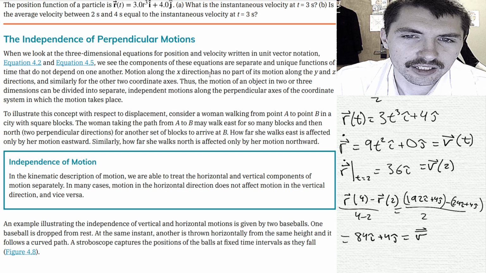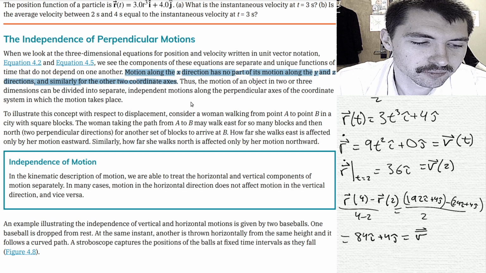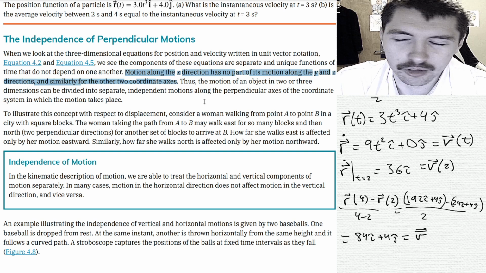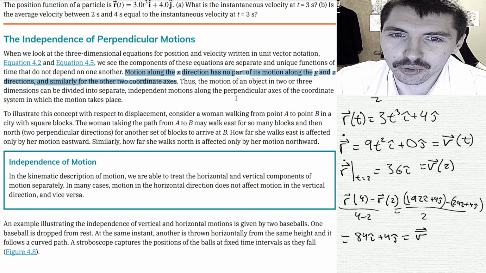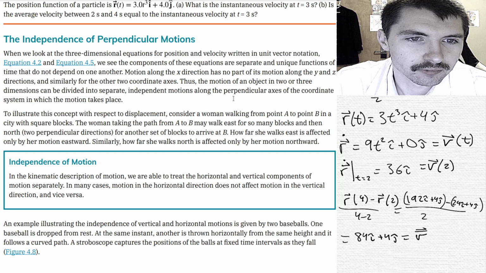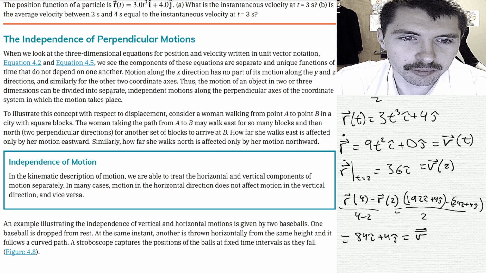Motion along the x direction has no part of its movement along the y. So they're independent. For a three-dimensional object, it's just like the vector chapter, all the videos we did on lectures. It's all about breaking it into component parts, separate independent motions.